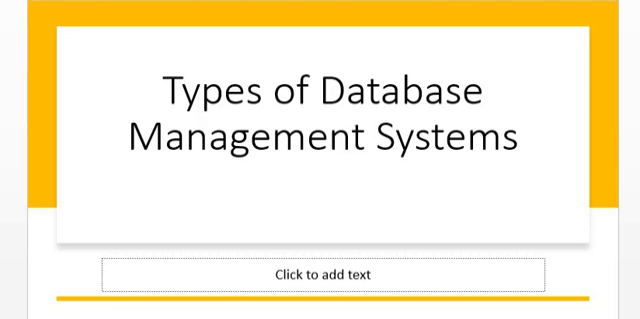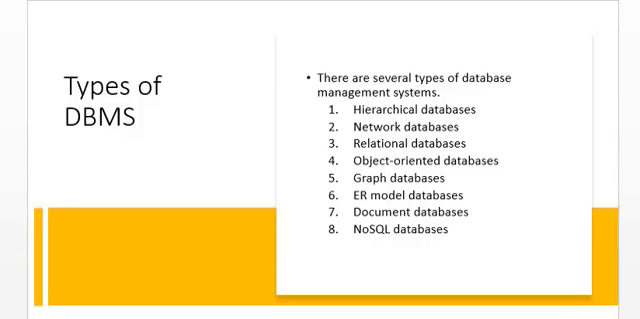So let's look at the various types of database management system. We have quite a number of them. We have hierarchical databases, network databases, relational databases, object-oriented databases, graph databases, ER model databases, document databases, and NoSQL databases. We will not look at all of them. I'll just pick a few to look at, and I'll pick those that will align to the things that we are going to look at in our course.